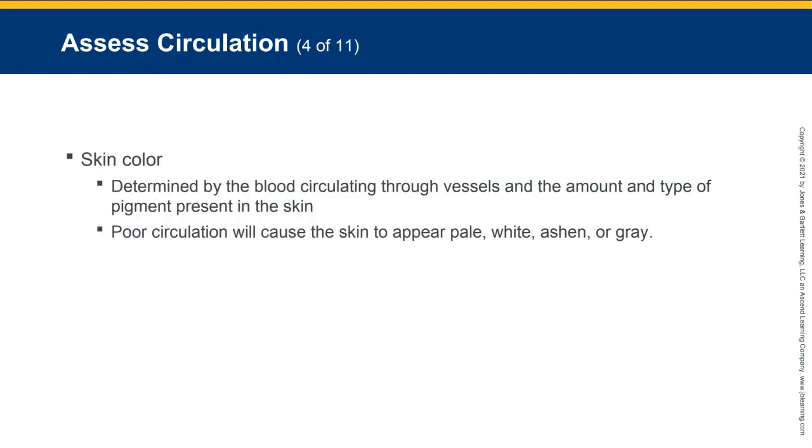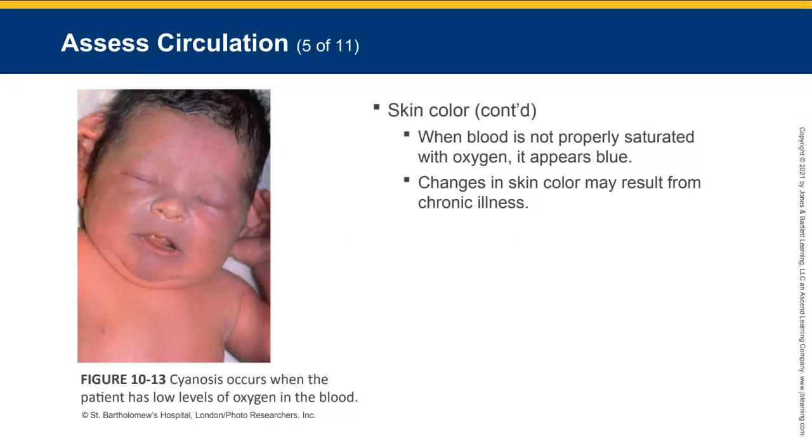Let me back up a bit. Right now, continuing with skin color. When blood is not properly saturated with oxygen, it appears blue. There will be pale skin before blue skin. Blue skin is bad. So cyanosis, if present, is not good, especially if it's present centrally. Changes in skin color may result from chronic illnesses. So if they have kidney issues or problems with the liver, it can cause the skin to have a yellowish color.